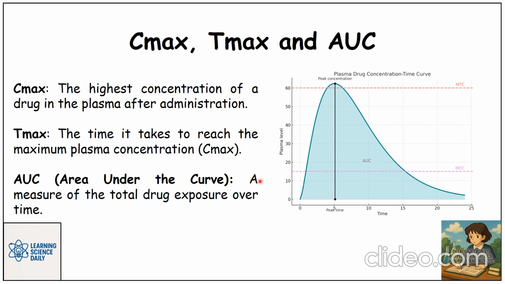Let's move on to the other key pharmacokinetics terms, which include peak plasma level, known as Cmax, time for peak plasma level, known as Tmax, and area under the curve, or AUC. Cmax is the highest concentration of a drug in the plasma after administration. Tmax is the time it takes to reach the maximum plasma concentration. And AUC is a measure of the total drug exposure over time.